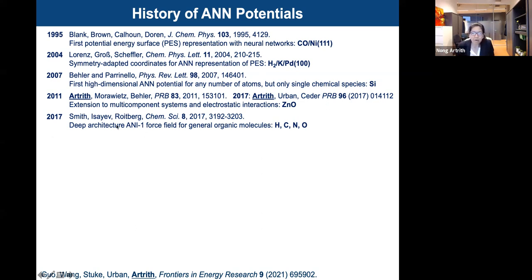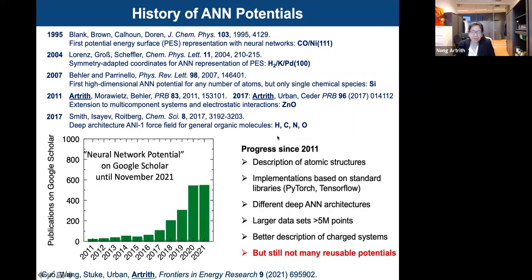And actually there are many more developments on neural network models since 2011. You can also see here that in 2017, Roitberg and his group shared the ANI force field, with a large data set of around 5 million data points, which can describe organic molecules really nicely. So as you can see, the number of neural network potential publications since 2011 has been increasing very rapidly.